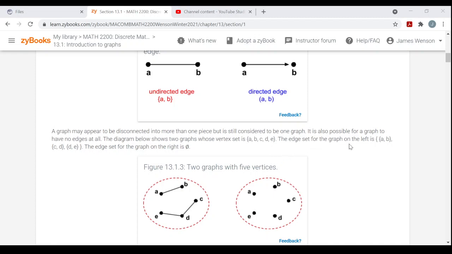The edge set for the graph on the left is the set with A and B, C and D, and D and E. Right? 3 edges in this one graph. Again, it looks like it's broken into pieces, but it's still considered a single graph. The edge set for the right graph is the empty set. Right, that circle with a slash through it, as there are no edges.